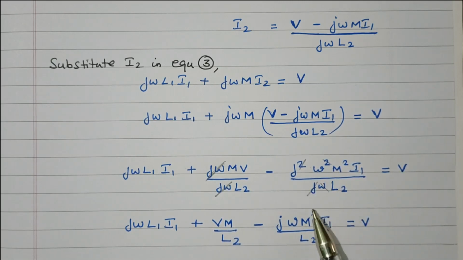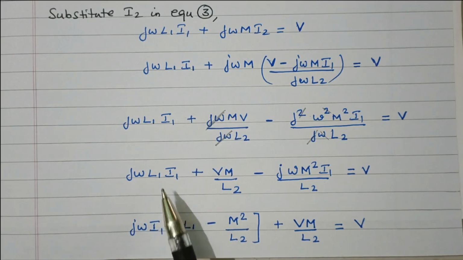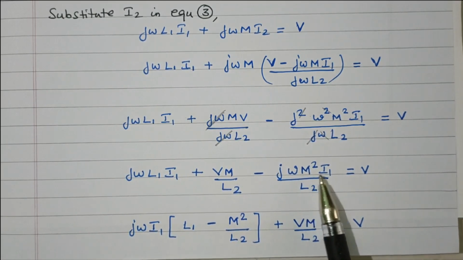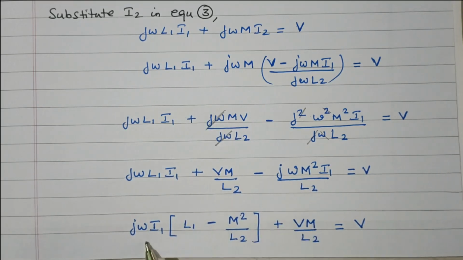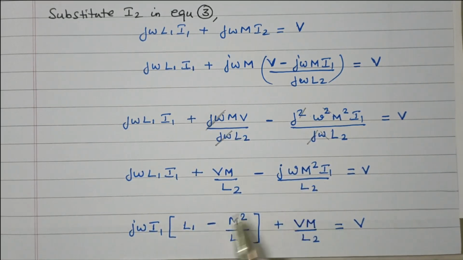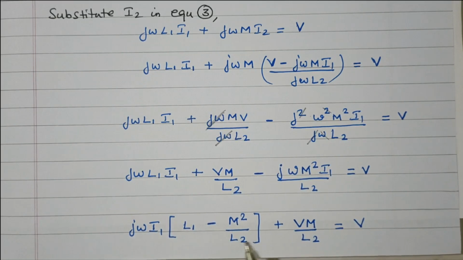Here j squared omega squared is available, and here j omega is available, so one term got cancelled. After cancellation, what we got: j omega L1 I1 plus V M divided by L2, minus j omega M squared I1 divided by L2, equal to V. Now j omega I1 is available in both terms, so it is taken outside: j omega I1 times L1 minus M squared by L2, plus V M divided by L2, equal to V.